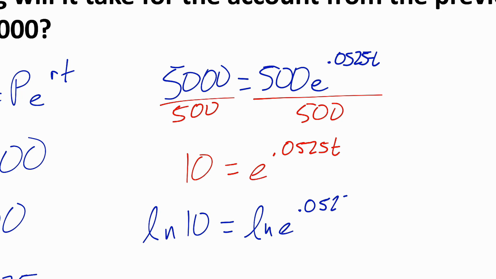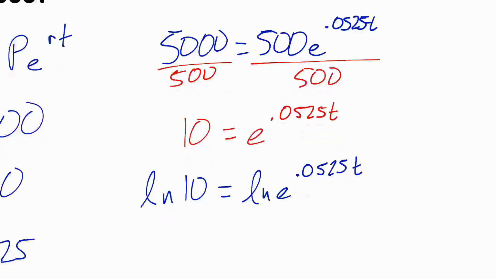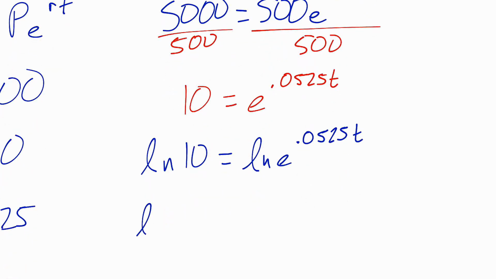Just like you can take the square root of two sides of an equation, you can take the natural log of two sides of an equation. Now, the left side, we're just going to leave that as the natural log of 10 for now. On the right side, the natural log of e to the 0.0525t is just 0.0525t. Now again, the natural log of 10, you've got a button for that in the calculator. That's the ln button that we used earlier, but now we can just press ln.